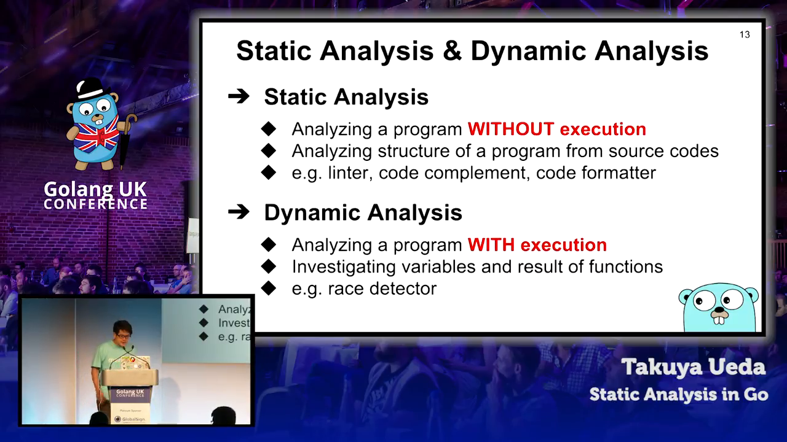There are 2 terms, static analysis and dynamic analysis. Static analysis is analyzing programs without execution. It analyzes the structure of a program from source code. For example, linters, code completion tools, and code formatters. Dynamic analysis is analyzing a program with execution. It can investigate variables and results of functions at runtime. For example, a race detector can detect race conditions among several goroutines.